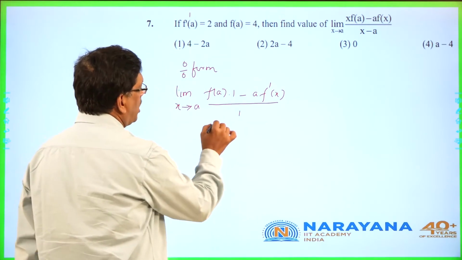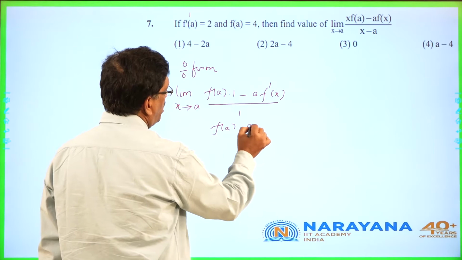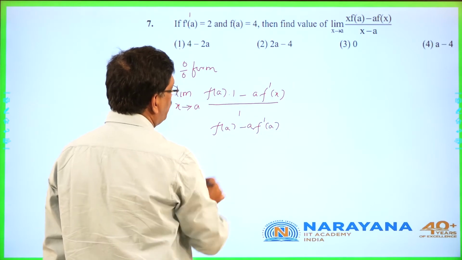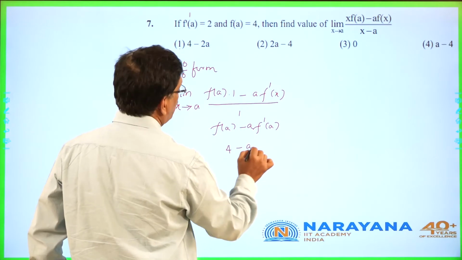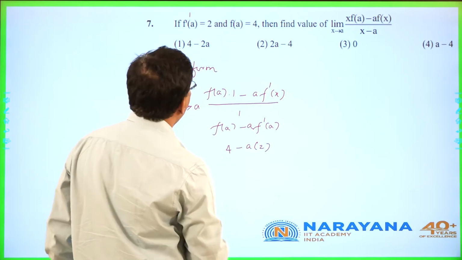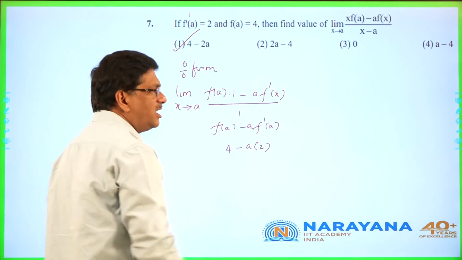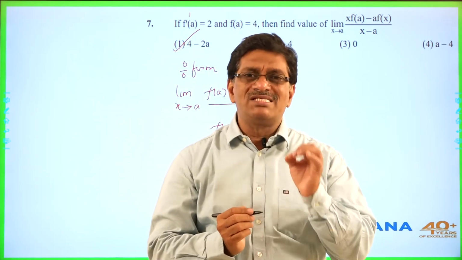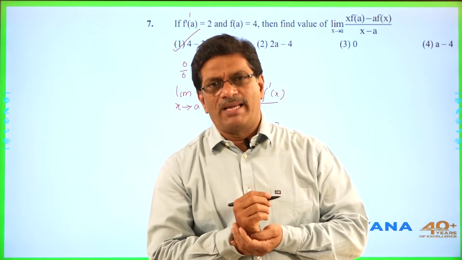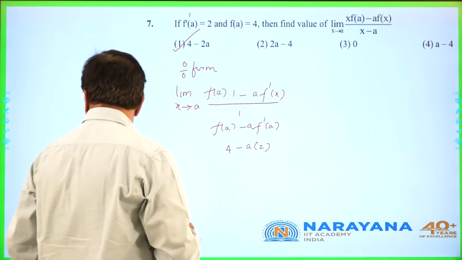So now if you apply, it is f of a minus a into f dash a. F of a is 4, minus f dash a is 2. It is 4 minus 2a. A simple problem from limits. That too, one step of L'Hopital's rule you have to apply, right? So let us go to the next question.